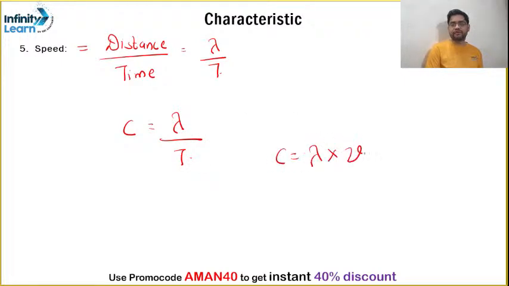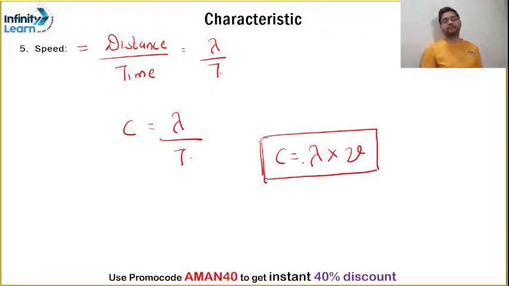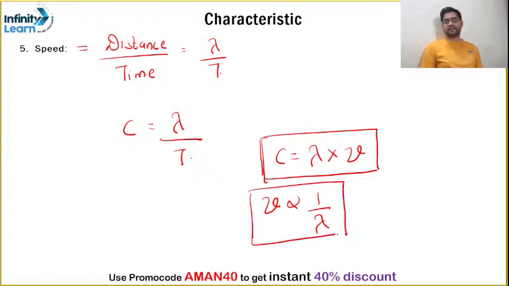Lambda times frequency. That means for any electromagnetic radiation, you take any wavelength and frequency, you have to make sure that the product has to be equal to what? Speed of light, that is 3 into 10 raised to 8. With this, you should also know one thing: frequency is inversely proportional to lambda. That means if lambda is more, frequency is less, right? And if frequency is more, lambda will be less. Clear? They are inversely proportional to each other.